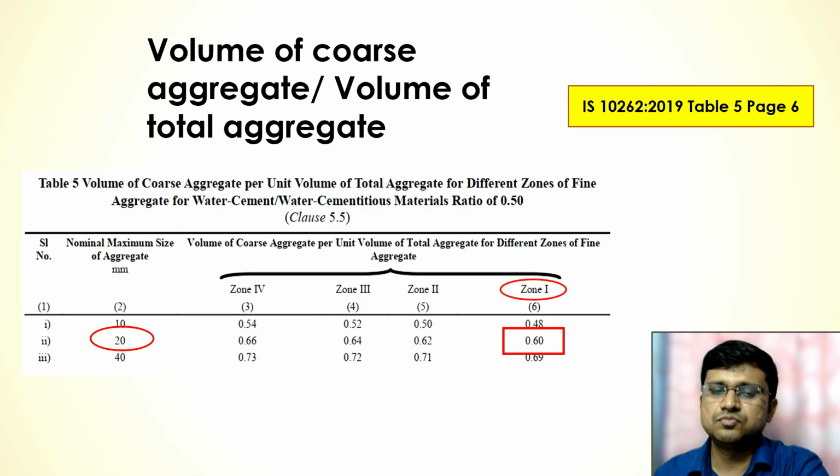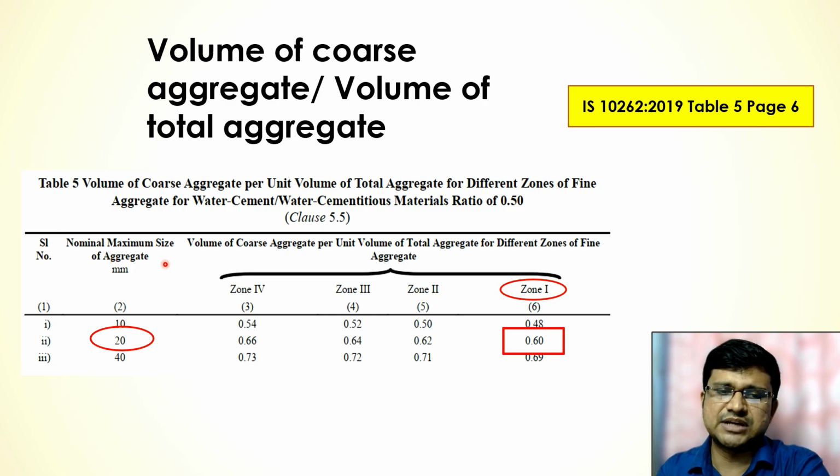And for that calculation, we have to go to table 5. Table 5 is actually the table of volume of coarse aggregate by volume of total aggregate. That means how much volume is coarse aggregate in total aggregate. Total aggregate is 100%. So how much is coarse aggregate and how much is fine aggregate? That we will get from table 5. Now this particular table is valid when the water cement ratio or water by cementitious material ratio is 0.50. If the value is different, then we have to do some modification.